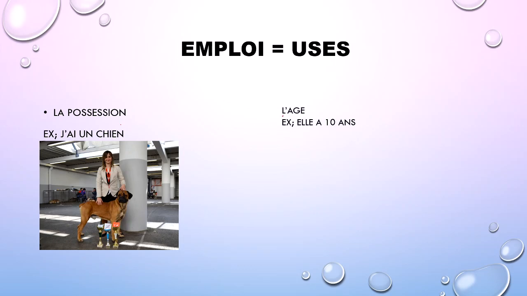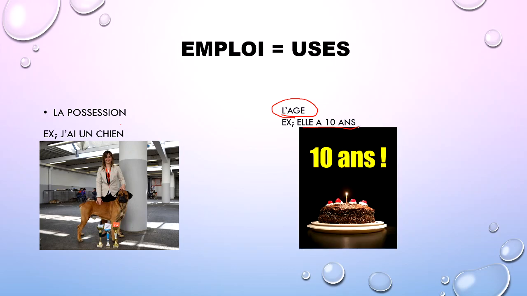The next use is to show the age. So when you want to indicate your age, remember in English you say I am 10 years, I am 11 years. But now here we're using to have, I have 11 years. Although in English it will still mean I am 11 or I am 10. So for example, we have elle a 10 ans. She has 10 years. Simply put is she is 10 years old. Elle a 10 ans. She is 10. That is it.